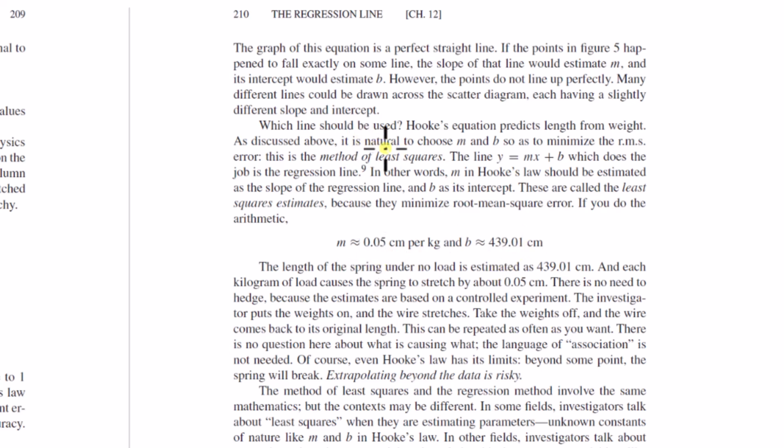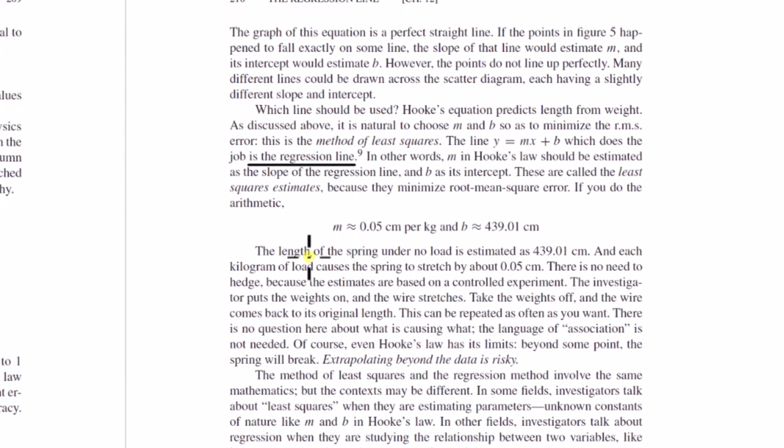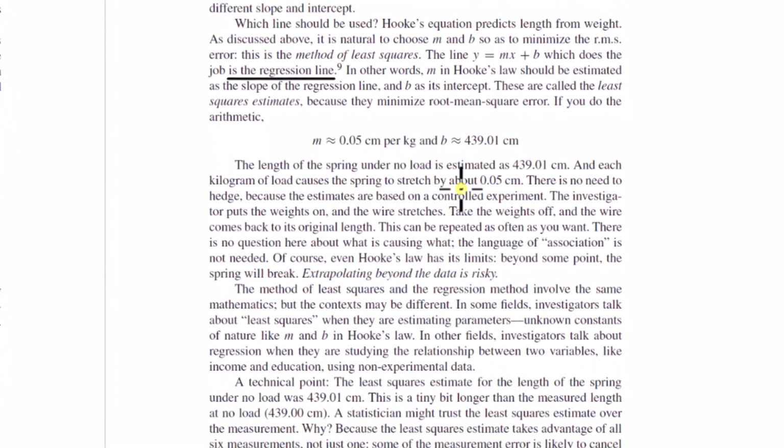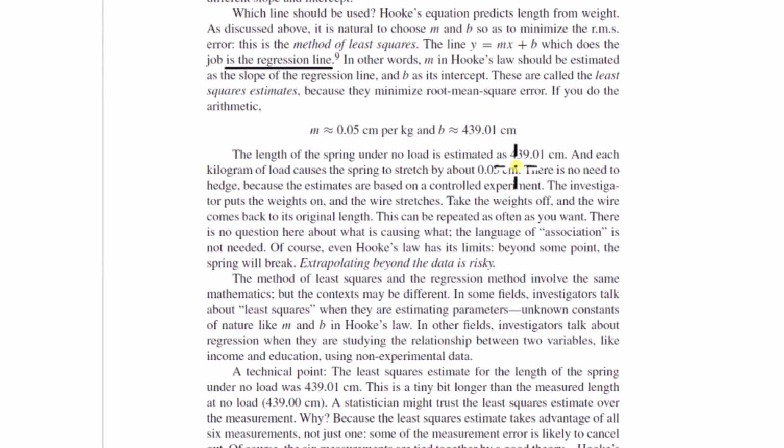It is natural to choose M and B so as to minimize the RMS error. This is the method of least squares. The line which does the job is the regression line. The length of the spring under no load is estimated as 439.01 centimeters, and each kilogram of load causes the spring to stretch by about 0.05 centimeters.